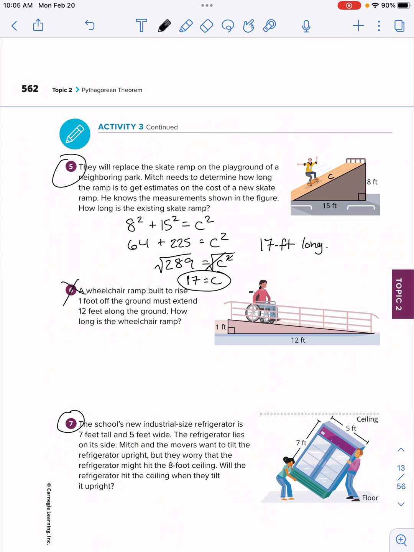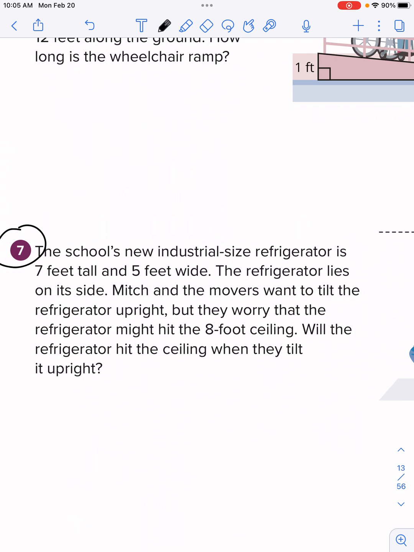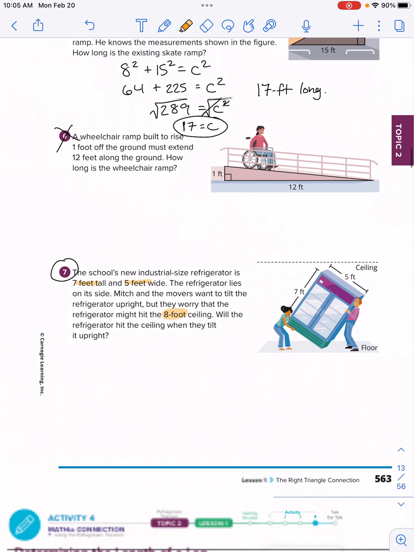Okay. And moving on to number 7. With 7, we are computing the right Pythagorean theorem formula, but also answering a question of will it fit in this kind of confined space. So it says the school's new industrial size refrigerator is 7 feet tall and 5 feet wide. The refrigerator lies on its side. Mitch and the movers want to tilt the refrigerator in order for it to fit, but they worry the refrigerator might hit the 8-foot ceiling. So that's something that we're going to have to keep in mind at the end. Will the refrigerator hit the ceiling when they tilt it upright like this?